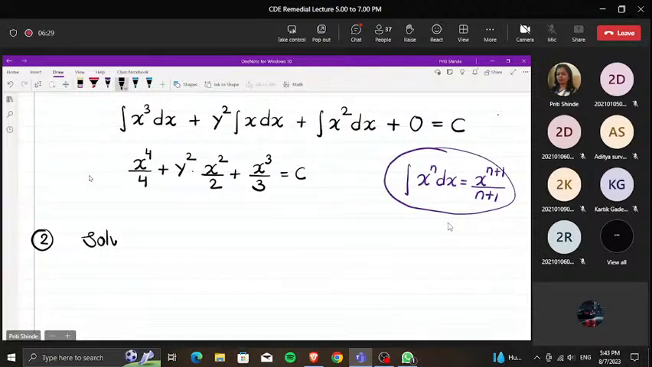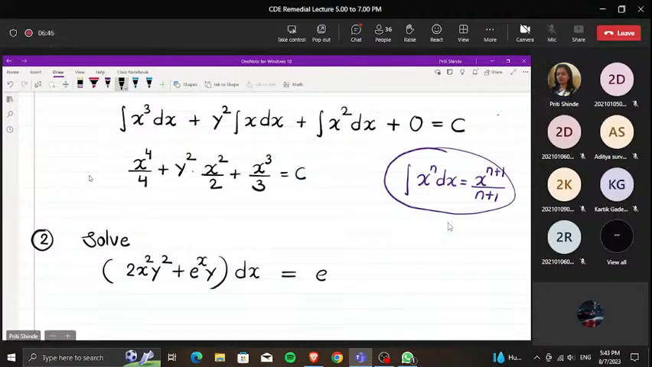Solve 2x square y square plus e raised to xy into dx is equal to e raised to x plus y cube dy. Okay, our standard steps.